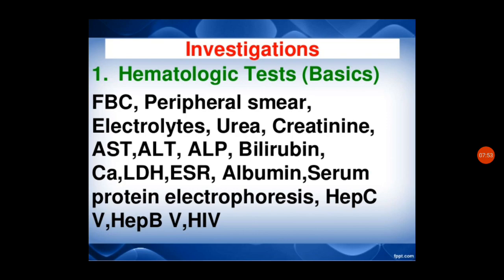Next are the investigations. The basic hematological tests we will be doing are FBC, peripheral smear, electrolytes, urea, creatinine, AST, ALT, ALP, bilirubin, calcium, LDH, ESR, albumin, serum protein electrophoresis, then hepatitis C, B and HIV infections. A complete blood count will also be done for the basic examination for non-Hodgkin's disease.